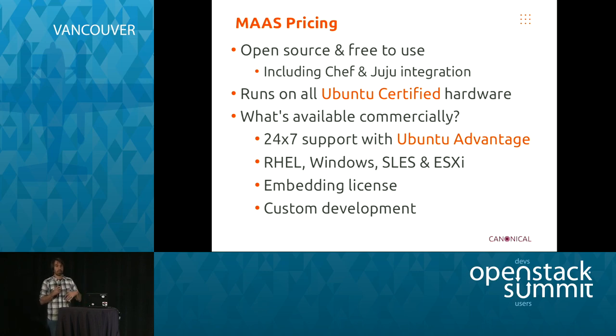What's available commercially? Well, you can get 24/7 support through our Ubuntu Advantage product, which covers basically all the product portfolio. You can deploy RHEL, Windows, SLES, and ESXi as an Ubuntu Advantage subscriber. If you're interested in using MAZ inside your own solution that you are going to export, talk to us about an embedding license, because the way that MAZ is licensed requires you to have an agreement with us in order to provide a public service. And any custom development, if you have a new piece of kit that we haven't worked with a vendor before, we can go out and talk to that vendor. If you've got interesting use cases in networking and storage that need to happen, then we're also happy to drive that there.